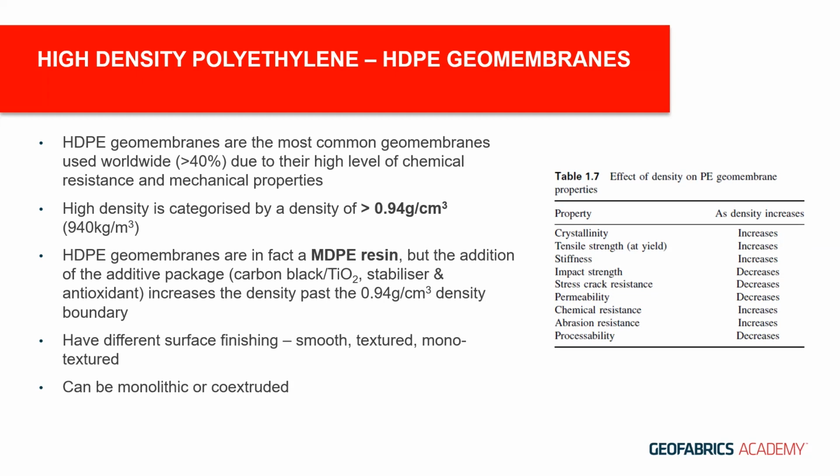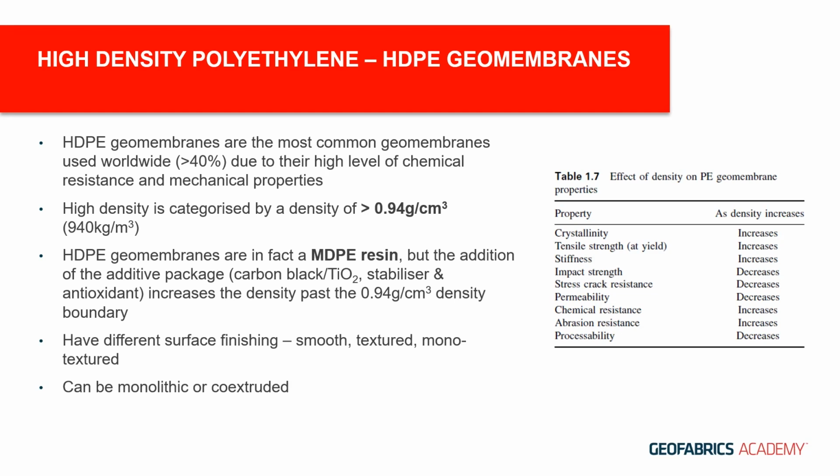HDPEs can have different surface finishes, including smooth, textured, or monotextured. HDPEs can also be monolithic or co-extruded. Co-extruded geomembranes can include different surface layers, including white and black extruded into one geomembrane liner, or it can include functions such as a conductive layer that can then allow the membrane to have a liner integrity survey carried out once the liner has been installed.